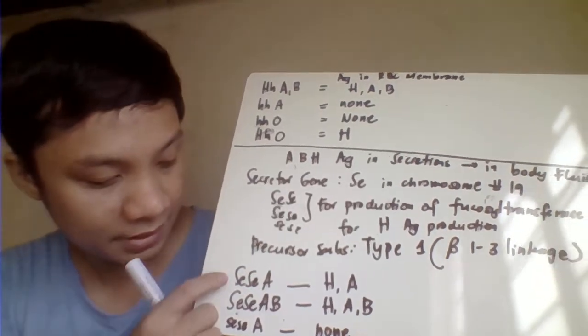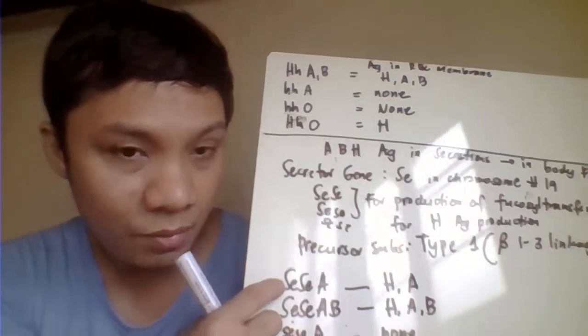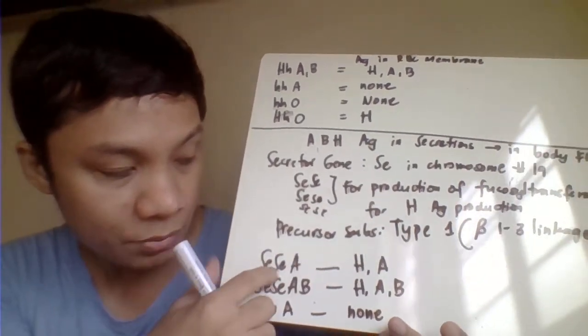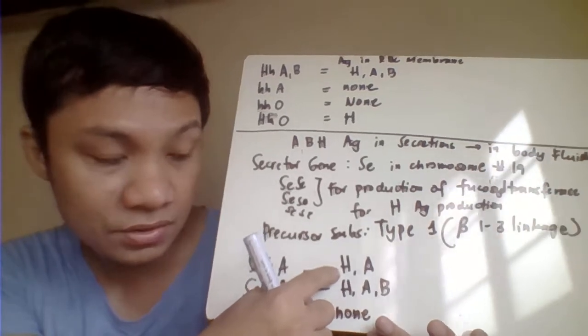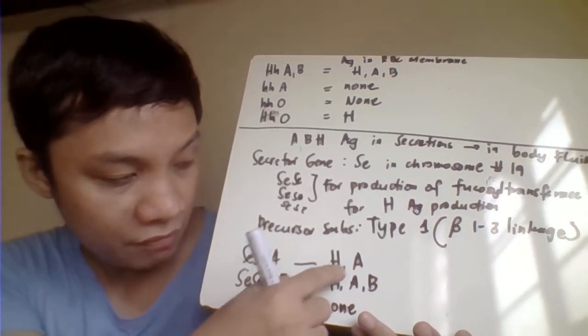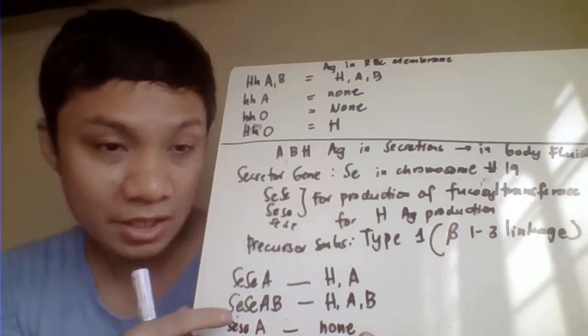Okay, so ulit, if you try to inherit this one, ganito, homozygous for this one, and you have your A. So, again, your secretory gene, we're going to code here for the production of H antigen, and we have your A pa din siya, A antigen. Therefore, what you have is your H and A antigen in your secretions.